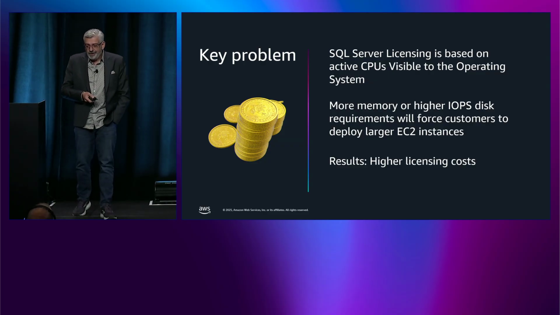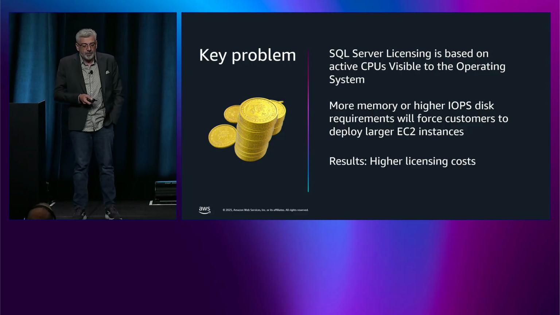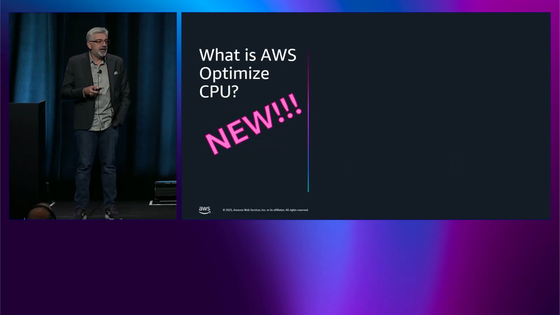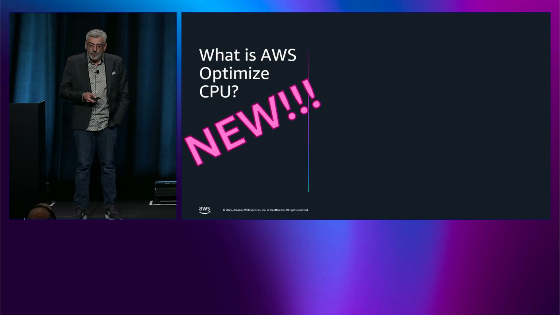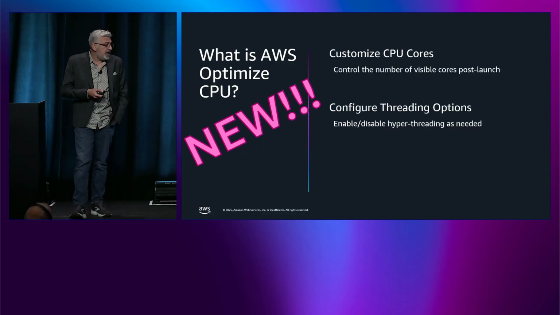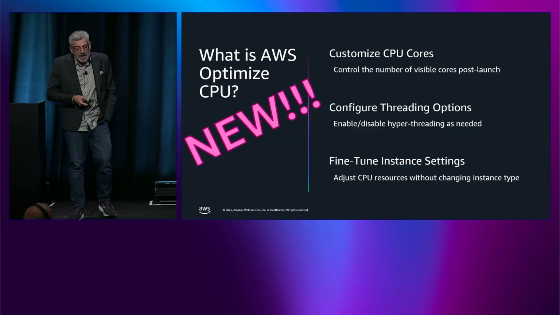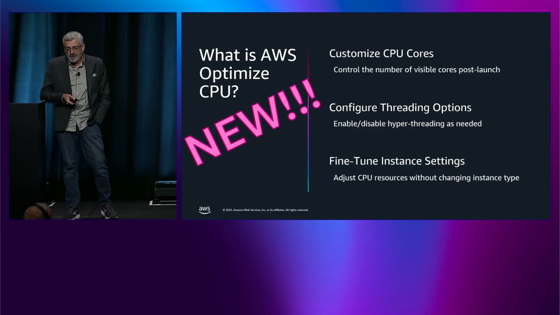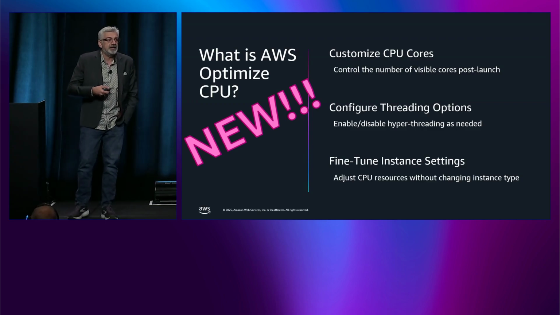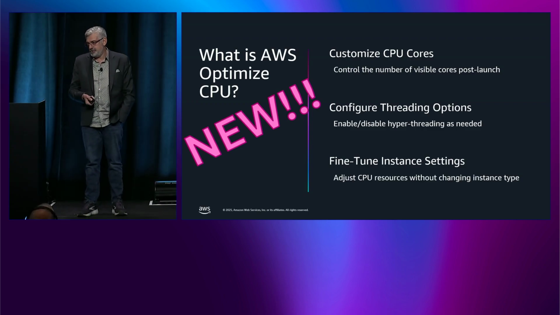And so again, what we're trying to do is minimize the cost. So what can we do? As already Valerie and Christina mentioned, we do have a new feature. It's optimized CPU. And what optimized CPU will allow us to do is modify the instance type after launch.